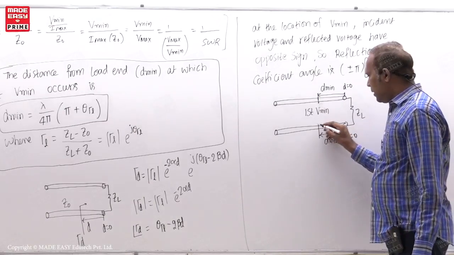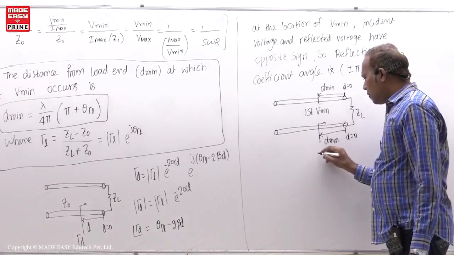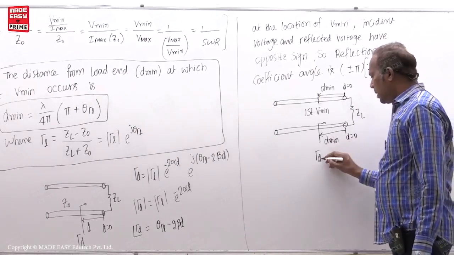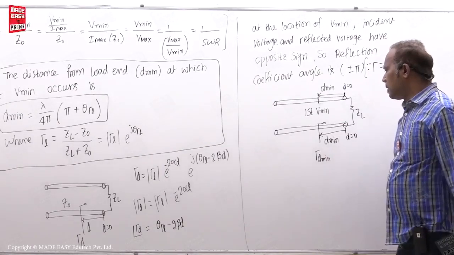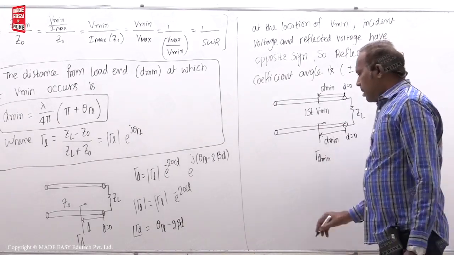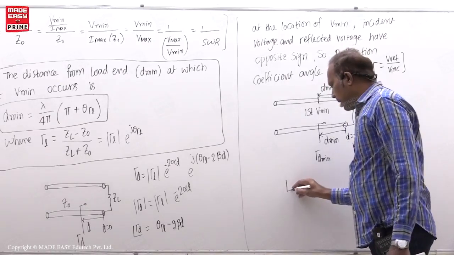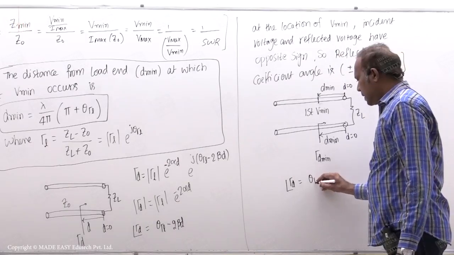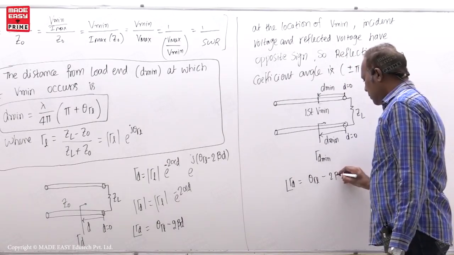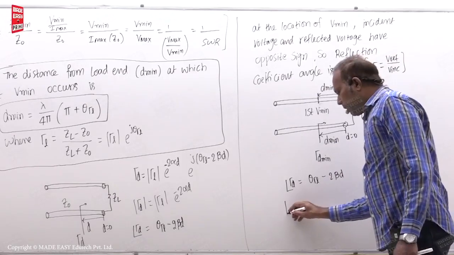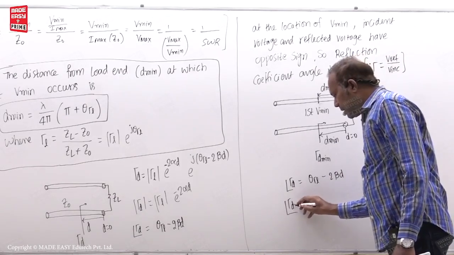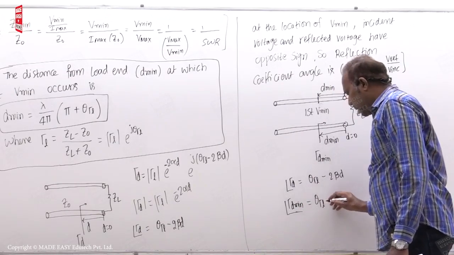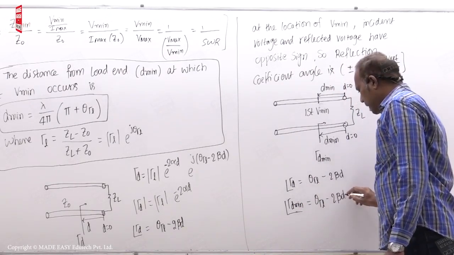At the location of d minimum, you will have gamma d, the reflection coefficient at the d minimum location. Now already you know the angle of the reflection coefficient at d distance is theta gamma L minus 2 beta d. So the reflection coefficient angle at d equal to d minimum distance is theta gamma L minus 2 beta d minimum.